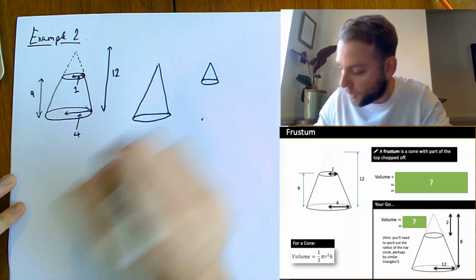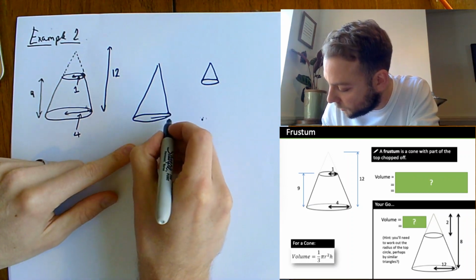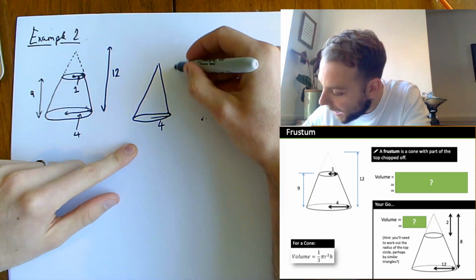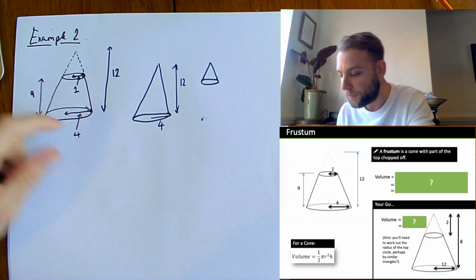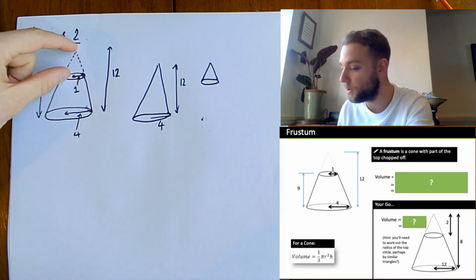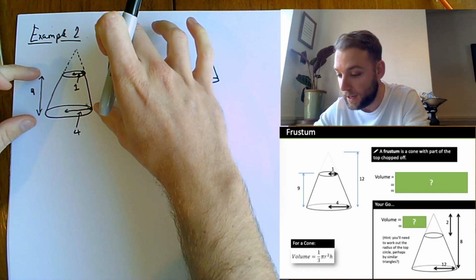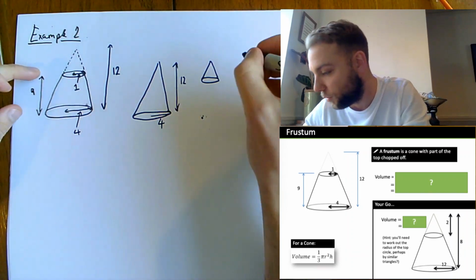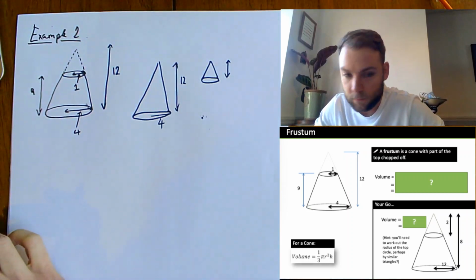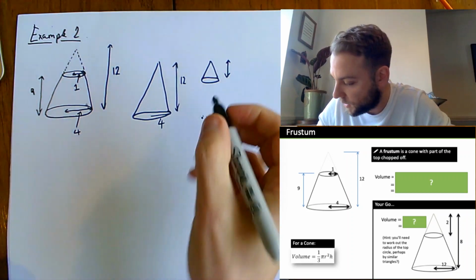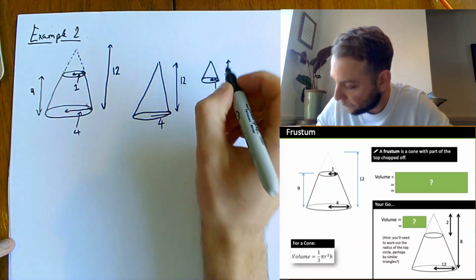There's our top cone. So what's the radius of this one? It is 4. The vertical height of the full cone is 12. Now with this one, we don't know the height of this cone, but it's really simple to see. It's going to be 12 take away 9, which is equal to 3. So this is 3, and this one here, our radius is 1.